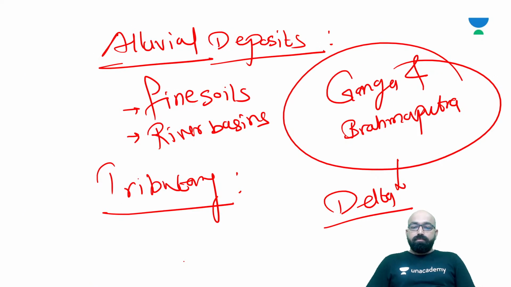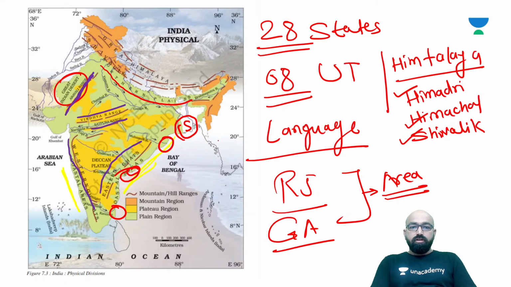Now friends, the delta is triangular in shape. So this delta is triangular in shape. It is an area of land formed at the mouth of the river, where rivers enter the sea, and that point is called the mouth of the river.